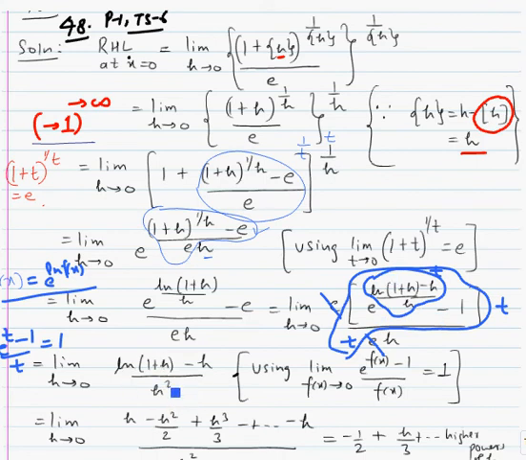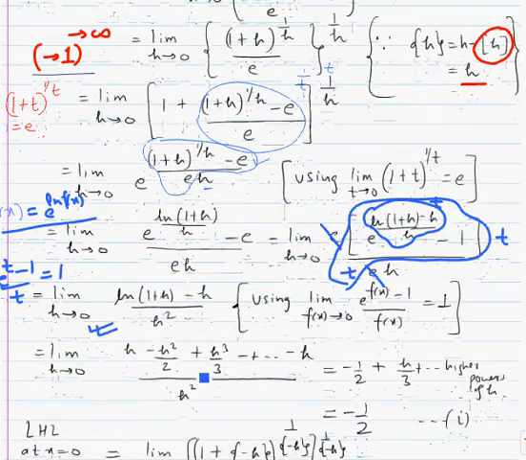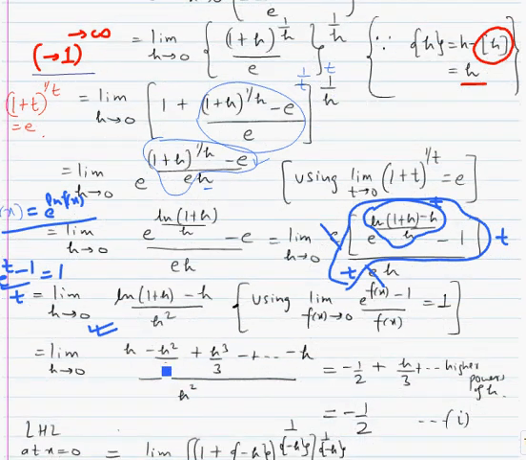Now after this we can apply the expansion approach: we can use the infinite expansion of 1 plus h. You write the infinite expansion of 1 plus h, we cancel h with h, and after that cancel h with h, h with minus h, and cancel h square with h square, so the limiting value is minus half.